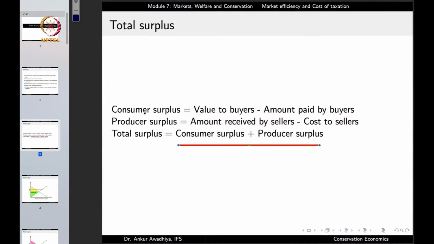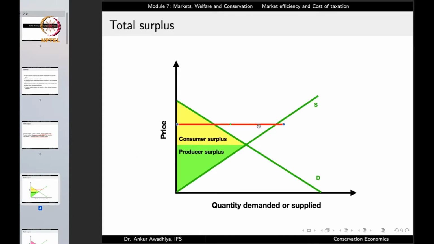As we have observed, consumer surplus is the value to the buyers minus the amount paid by the buyers. The amount paid by the buyers is the price of the product. So, consumer surplus is the value to the buyers minus the price. The producer surplus is the amount received by the sellers, which is again the price minus the cost to the sellers. If you look at this graph, we have the consumer surplus in yellow and the producer surplus in green. If we add both of these together, we will get the total surplus.